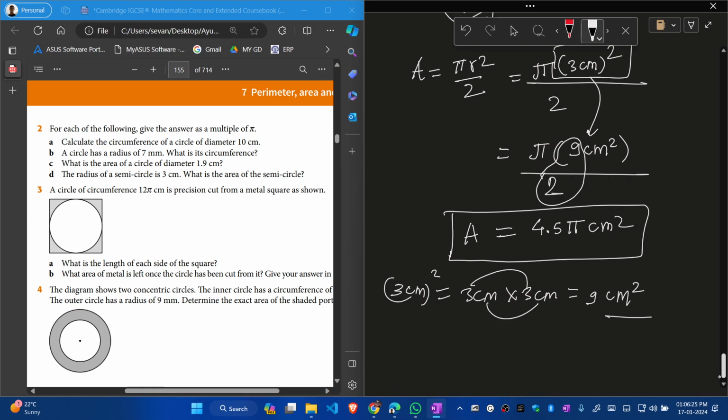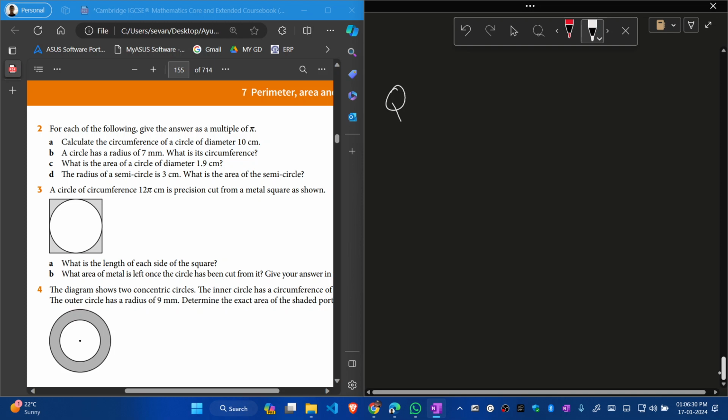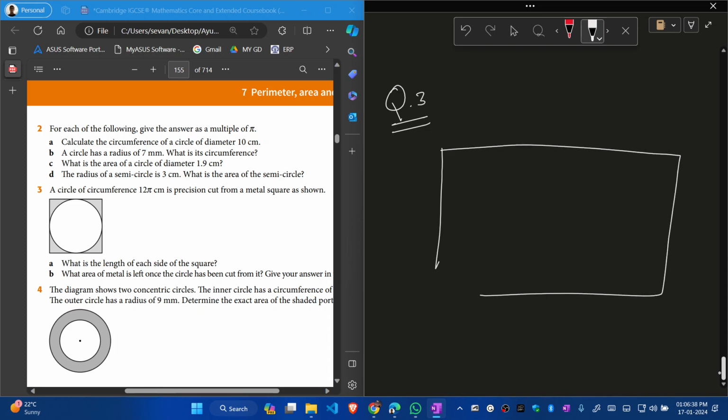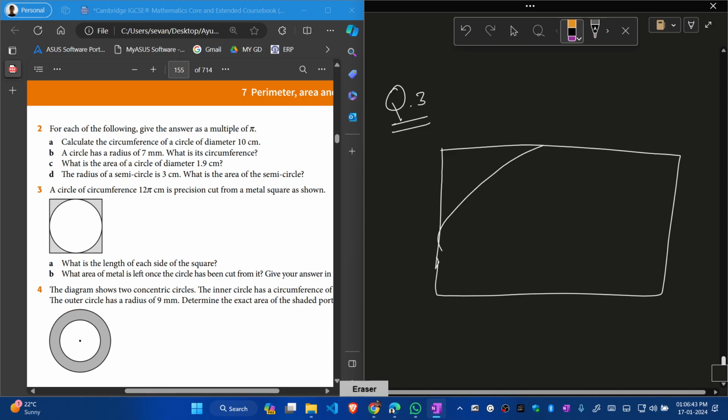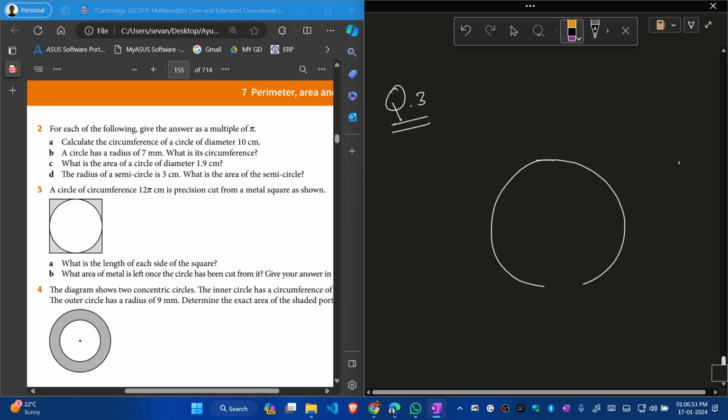Now let us move to question number 3. So the diagram looks like this. Something like this, and inside that a circle is drawn. Let me draw a circle first. Like this it is drawn. Then we have a square touching on that face. So can you read the question and figure out what you have to do in this?